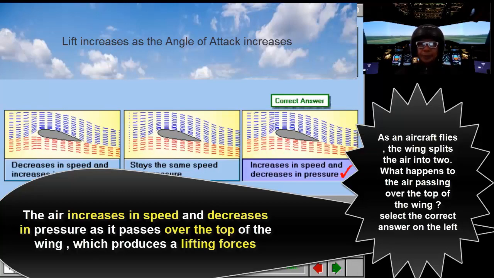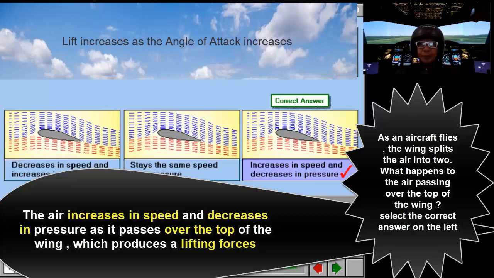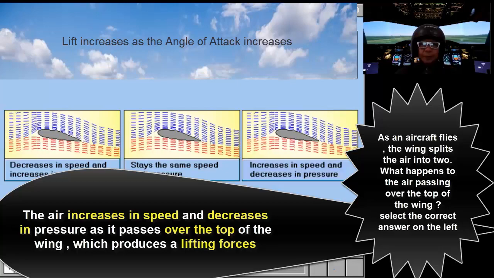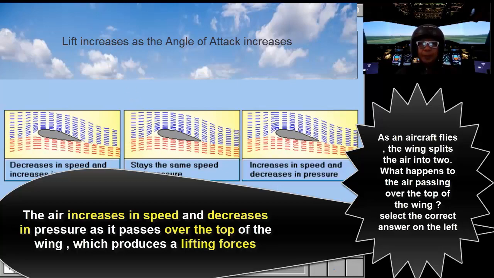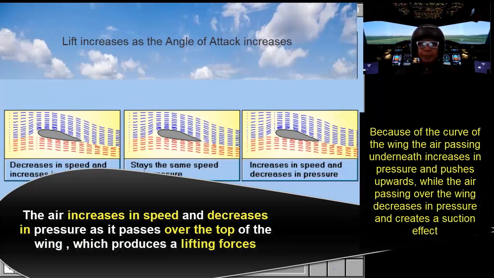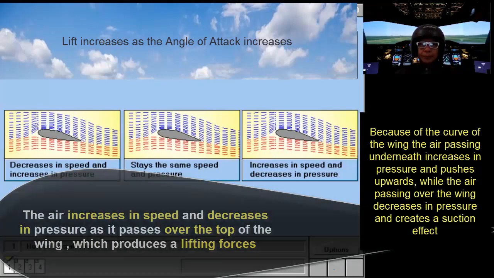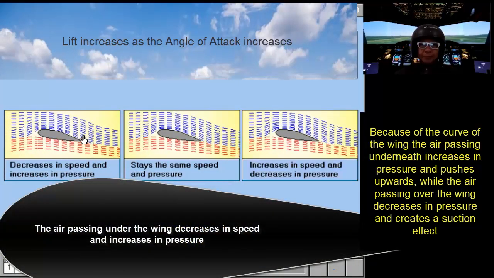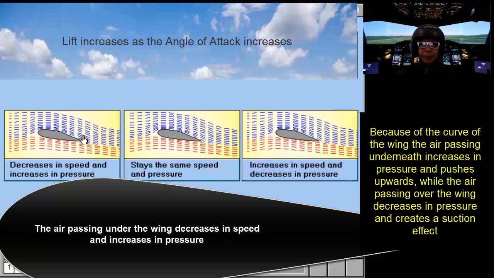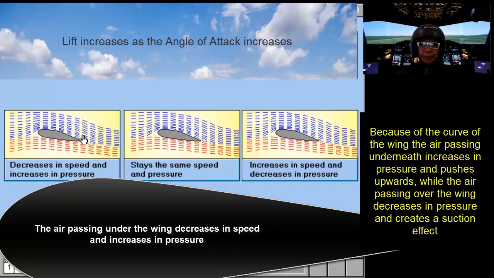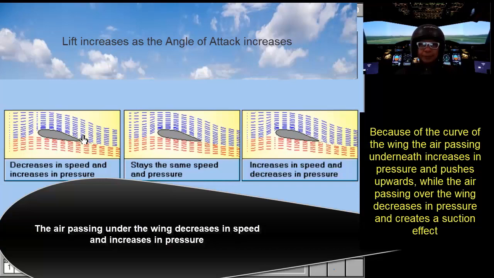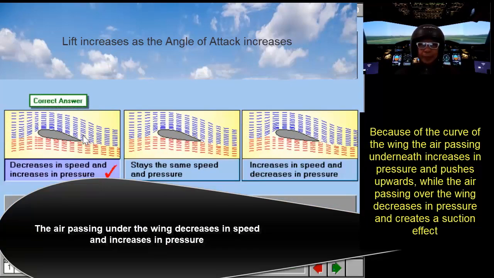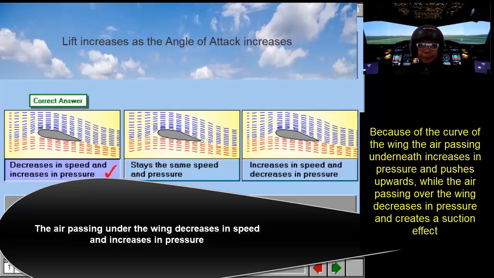Okay, we go on to the next question. What happens to the air as it passes below the wing? Of course, decrease in speed and increase in pressure. This one, the left hand side, is the correct one.